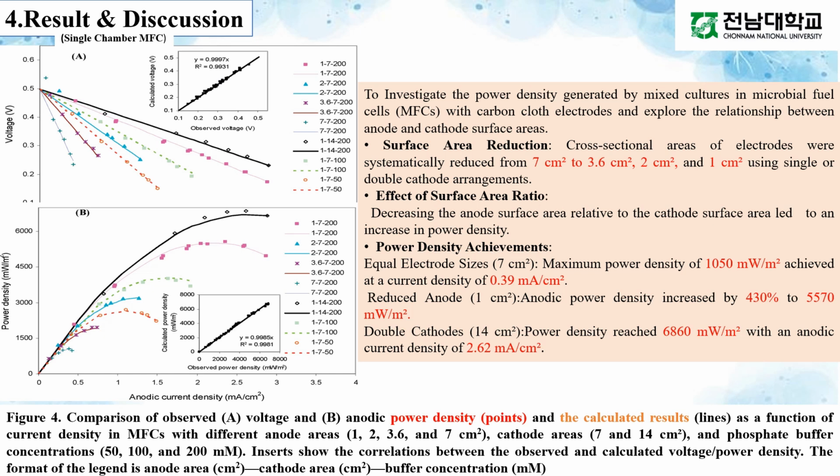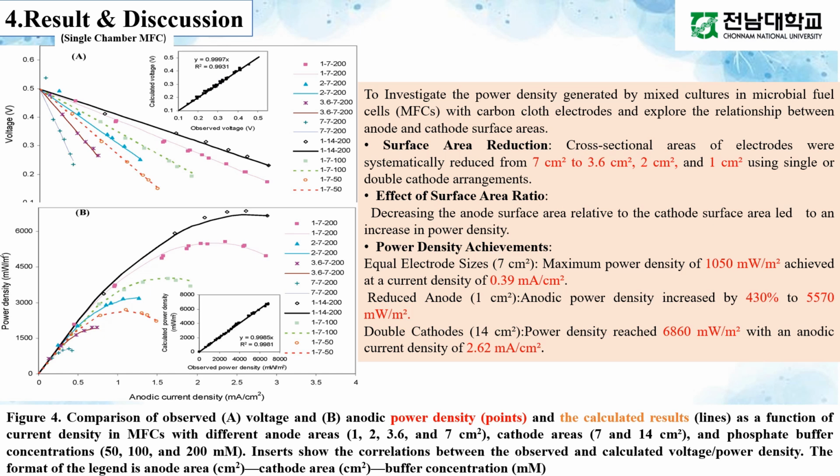The power density of the reactor was also greatly affected by the concentration of the phosphate buffer. As demonstrated in Figure 2, the measured maximum power density was 2,680 milliwatt per meter square for microbial fuel cells with 50 millimolar phosphate buffer. The maximum power density increased by 49% to 4,000 milliwatt per meter square when the buffer concentration increased to 100 millimolar. Further increasing the buffer concentration to 200 millimolar resulted in an additional 39% increase in power density.